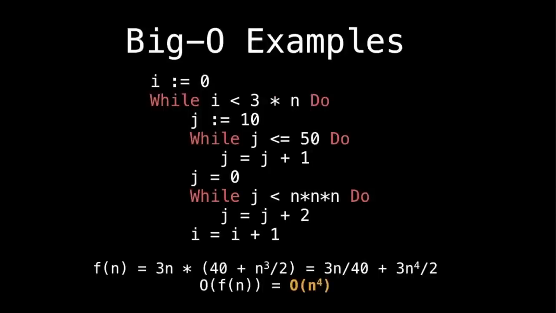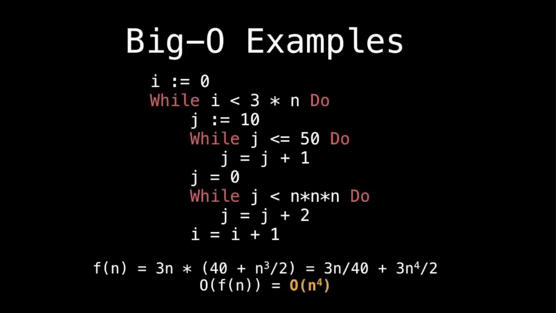Alright, so this next one looks very similar, but it's actually quite different. On the outer loop with i, we have i going from 0 to 3n. So there's 3n work done on the outside. But we have to multiply that by what's going on the inside. On the inside, j goes from 10 to 50. So that does 40 loops, exactly, every time. So that's a constant 40 amount of work.